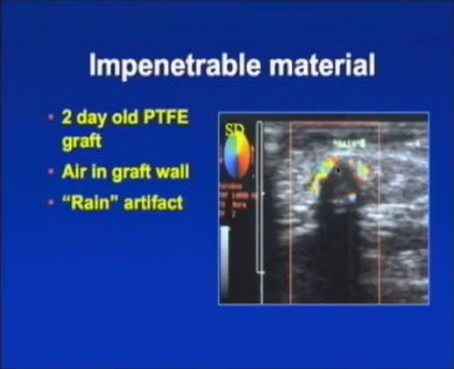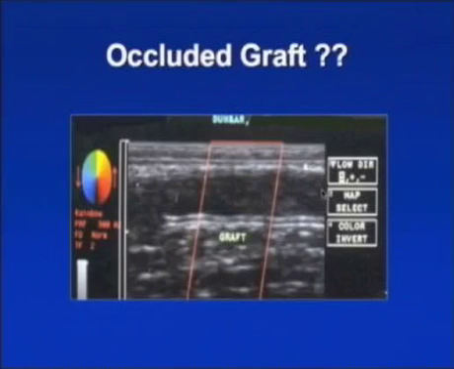We refer to it as rain. It looks like little Christmas lights all the way across the top of the graft, and it's essentially impenetrable to the ultrasound. This artifact doesn't change with PRF change. It's there with low PRF and with high PRF as well. So it makes it more difficult to determine whether the graft is occluded.